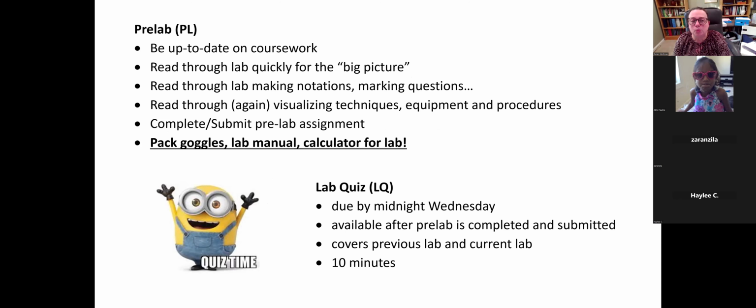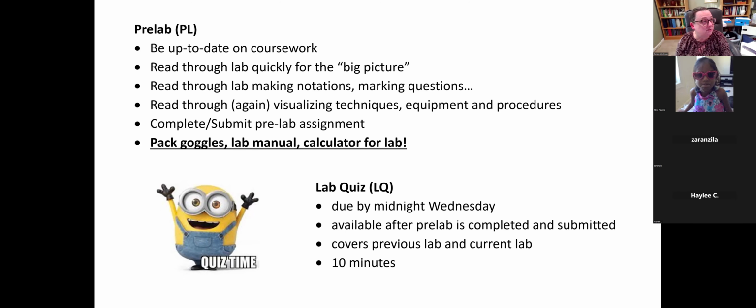But then you should read it more carefully, and really try and imagine yourself doing it and make little marks there like, I'm not really sure what that means, or that procedure doesn't make sense to me, I can't really imagine what that looks like. Those are the questions to bring to class. Those are the things that we'll talk about in a few minutes before we actually start the experiment.